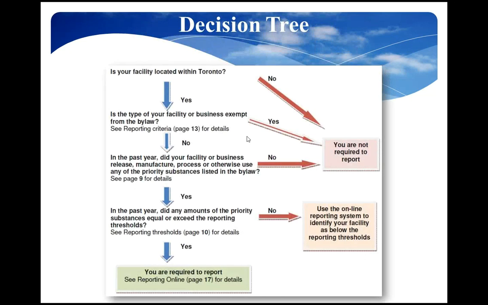Within the guide, there is a decision tree that I just wanted to highlight that steps you through whether or not you're required to report to the program. So that can be of use to some people if you're not sure. I mean, the first question you ask is literally, are you in Toronto? And if the answer is no, then you don't have to worry about ChemTRAC at all. If you are, then you go through the usual questions. Are you exempt? No. Do you use a substance? Yes. Did you meet the thresholds? Yes. Okay, then you need to report.